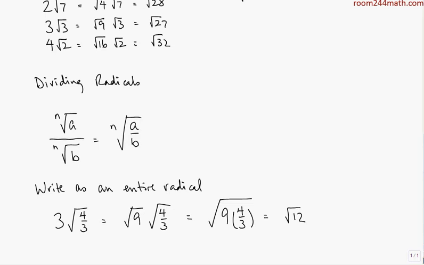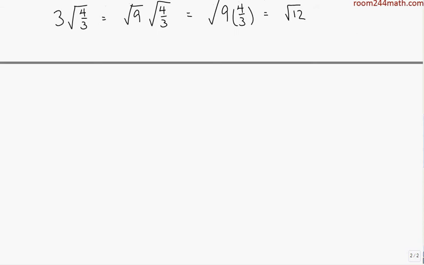Now, what if we just had root 4 over 3 on its own? This textbook that you're using presents final answers or simplified answers with non-integer radicands, but in some contexts and some textbooks present only integer radicands as being fully simplified.